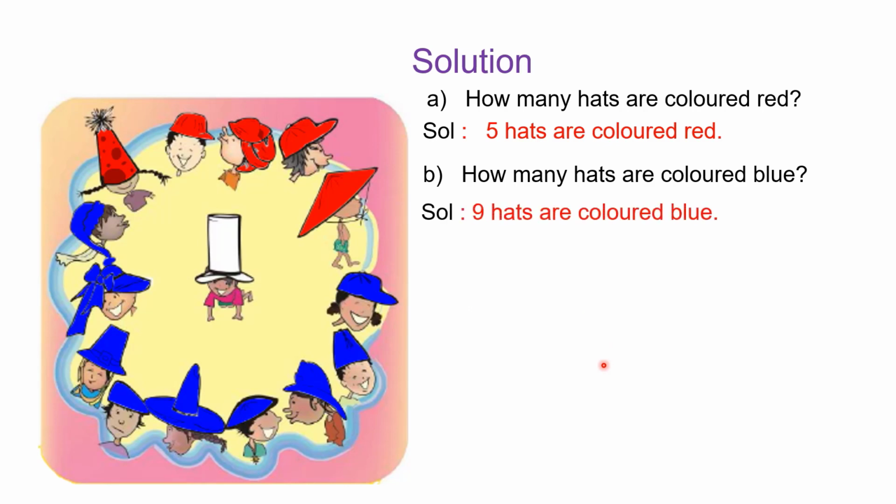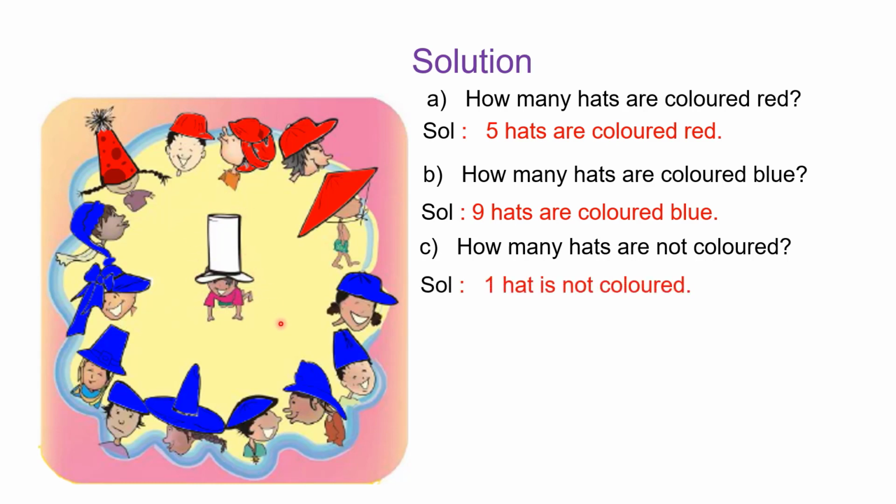How many hats are not colored? Only one hat is not colored. What part of the hats are not colored? 1 out of 15. That is 1 by 15 of the hats are not colored.